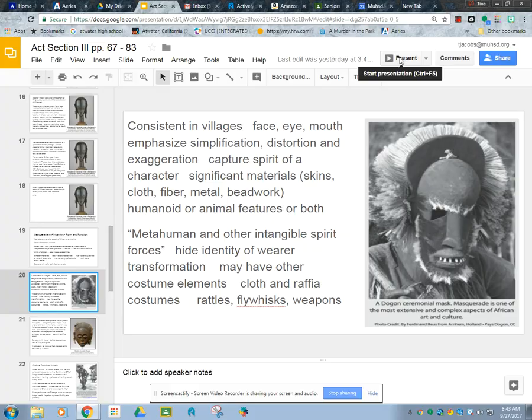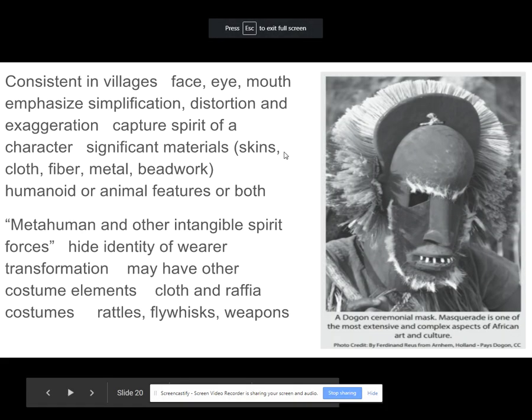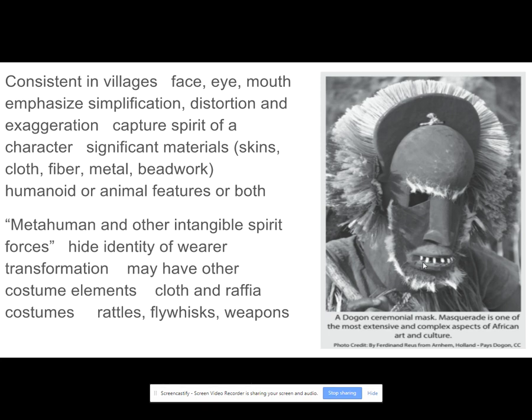They would be consistent in the villages. Face, eye, and mouth emphasize simplification. There would be some distortion or exaggeration, but again, simplified forms. And it's supposed to capture the spirit of a character. They use significant materials: skins, cloth, fiber, metal, beadwork, and they would have humanoid or animal features or both.